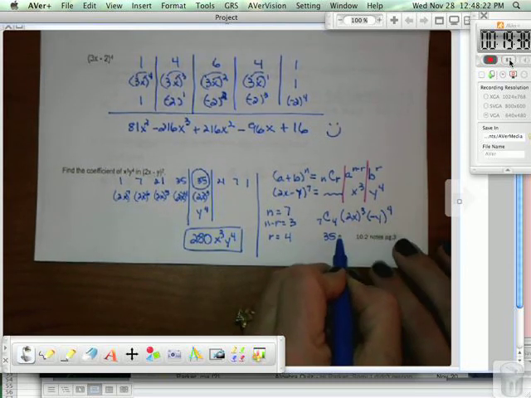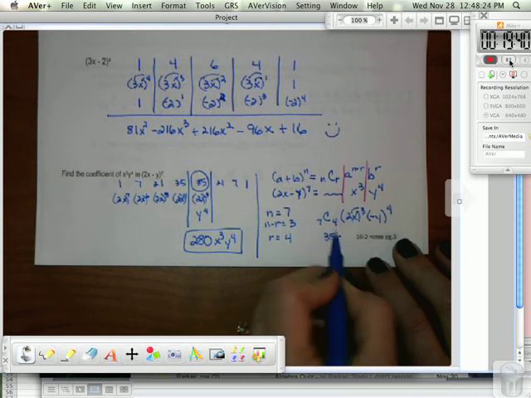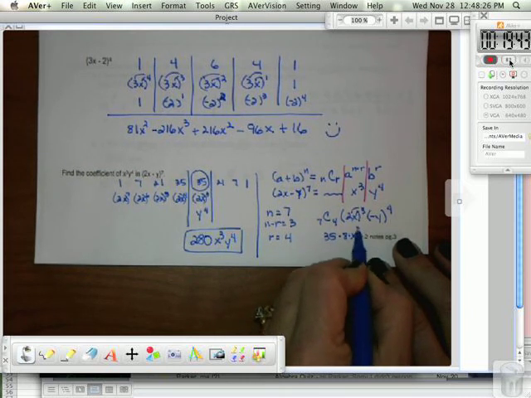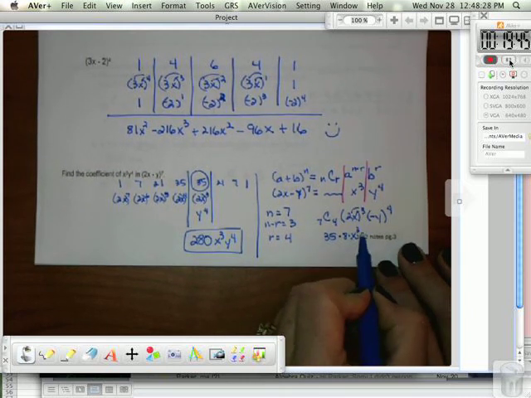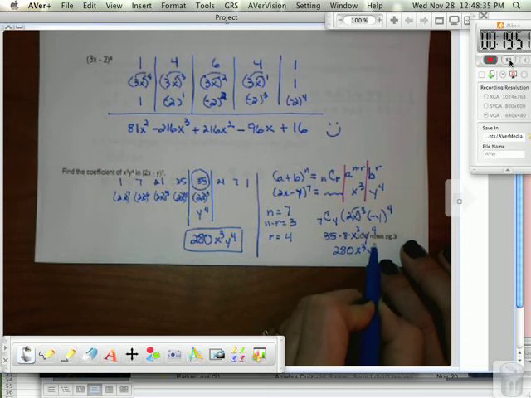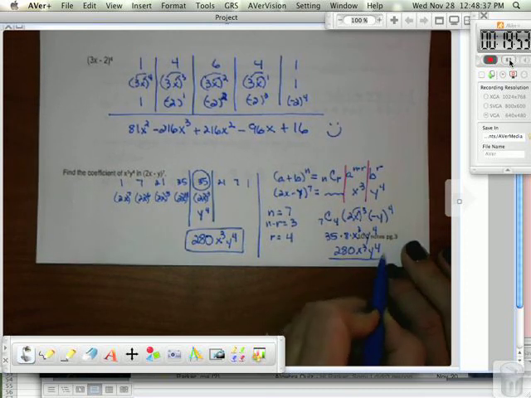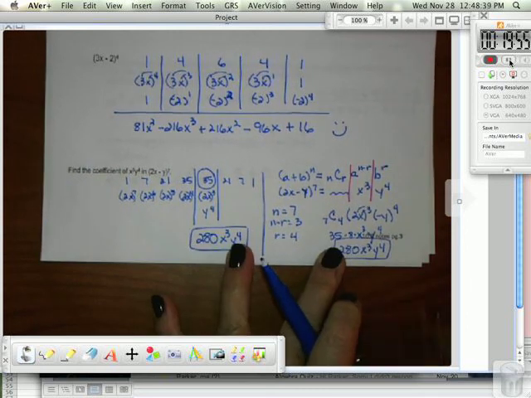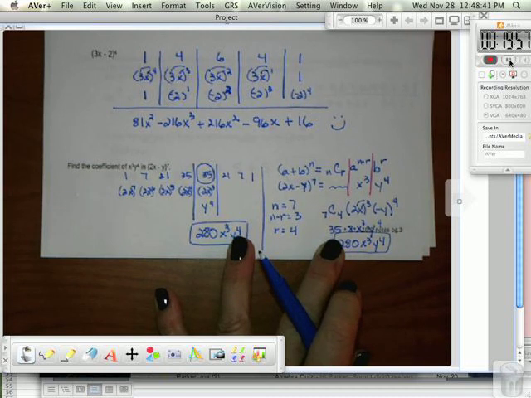Times, distribute that, 8x cubed. And then this is going to be just positive y to the fourth. So I could do 35 times 8 is 280x cubed y to the fourth. And there I found my answer. So there's 2 ways you can look at this. And that is it. Isn't that fun?